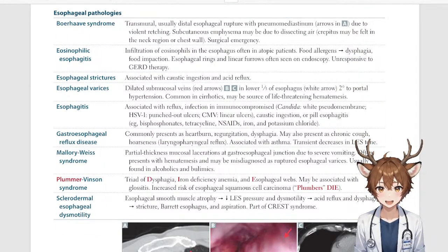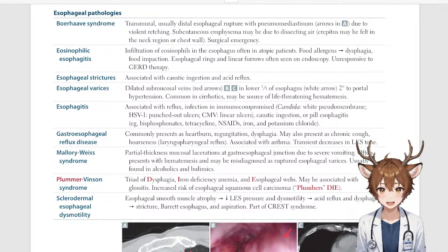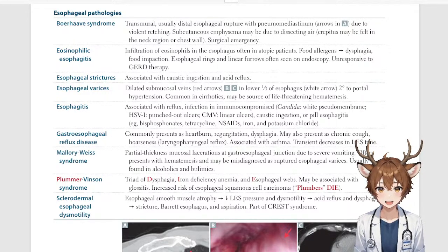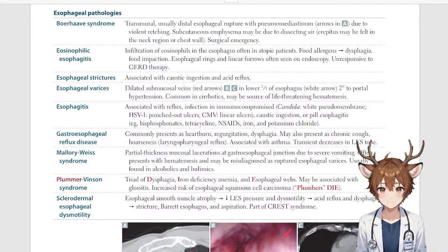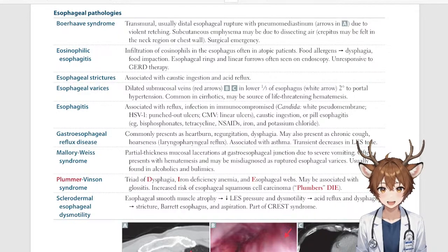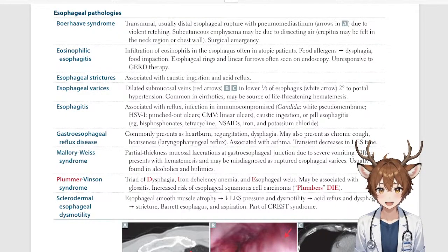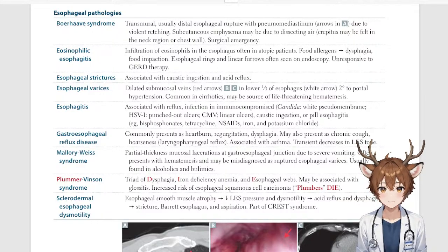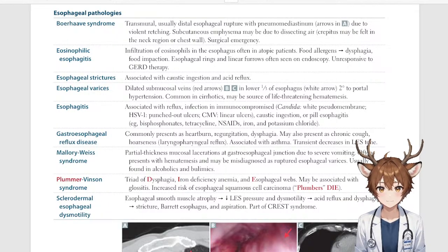Other esophageal pathologies: gastroesophageal reflux disease, or GERD, heartburn, transient decrease in lower esophageal tone, commonly presents as heartburn, regurgitation, dysphagia, may also present as chronic cough, hoarseness like laryngopharyngeal reflux, associated with asthma. Complications include erosive esophagitis, strictures, and Barrett esophagus.